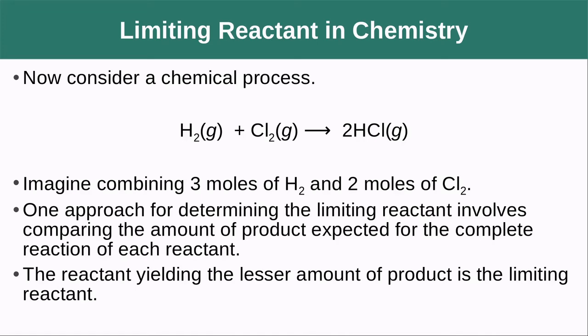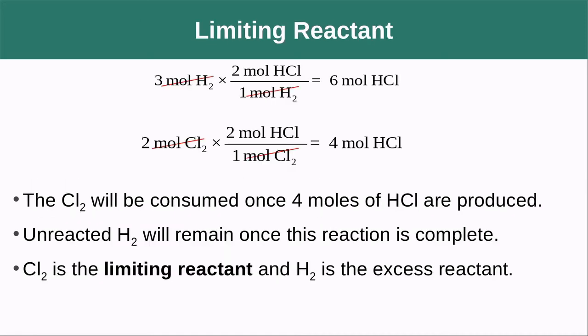Now consider a chemical process. Imagine combining 3 moles of hydrogen and 2 moles of chlorine gas. One approach for determining the limiting reactant involves comparing the amount of product expected for the complete reaction of each reactant. The reactant yielding the lesser amount of product is the limiting reactant. So let's take a look at that. If we have 3 moles of hydrogen, we're going to produce 2 moles of HCl for every 1 mole of hydrogen. That would be 6 moles of HCl.